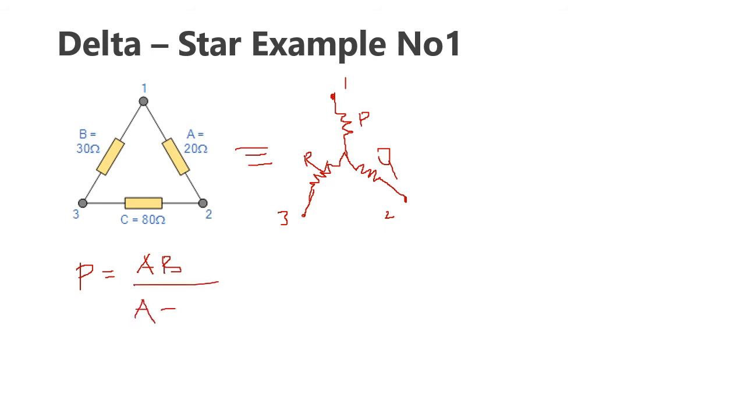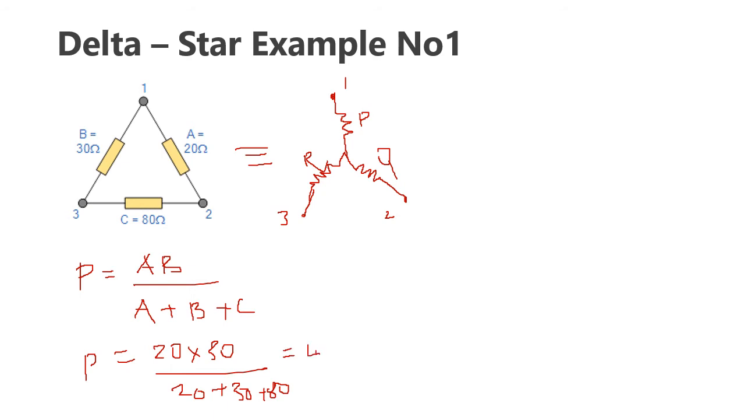So now we can substitute the values for A, B, and C. Here A is 20, B is 30, over 20 plus 30 plus 80. If we solve this, we will get the value for P as 4.61 ohm.